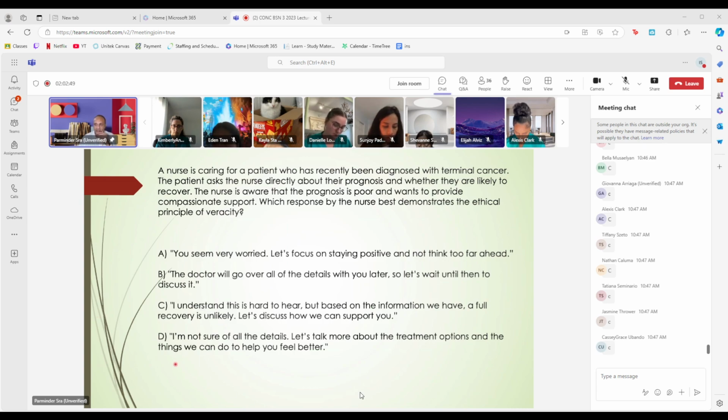Yes, C is the correct one here. Veracity. Telling the truth. The nurses are responsible for providing patients with accurate, honest information. Okay.